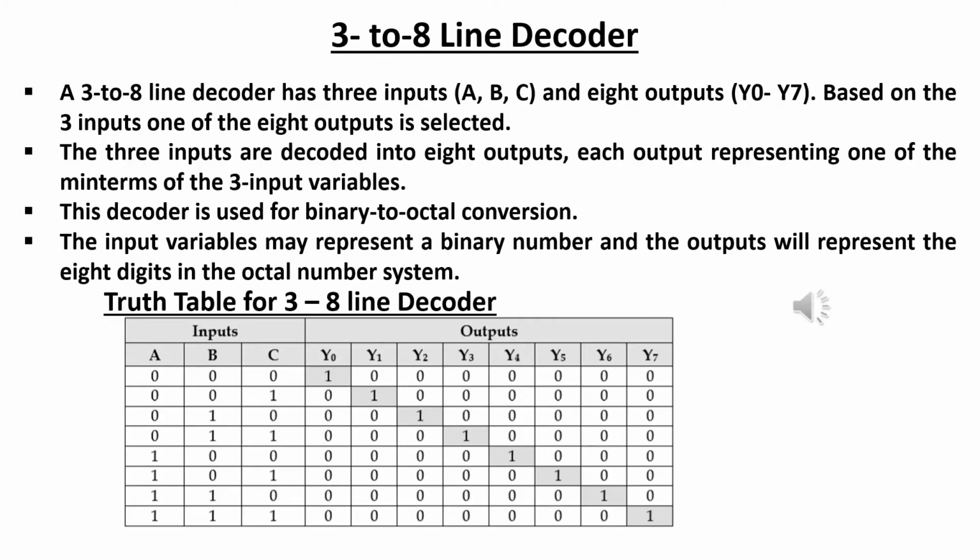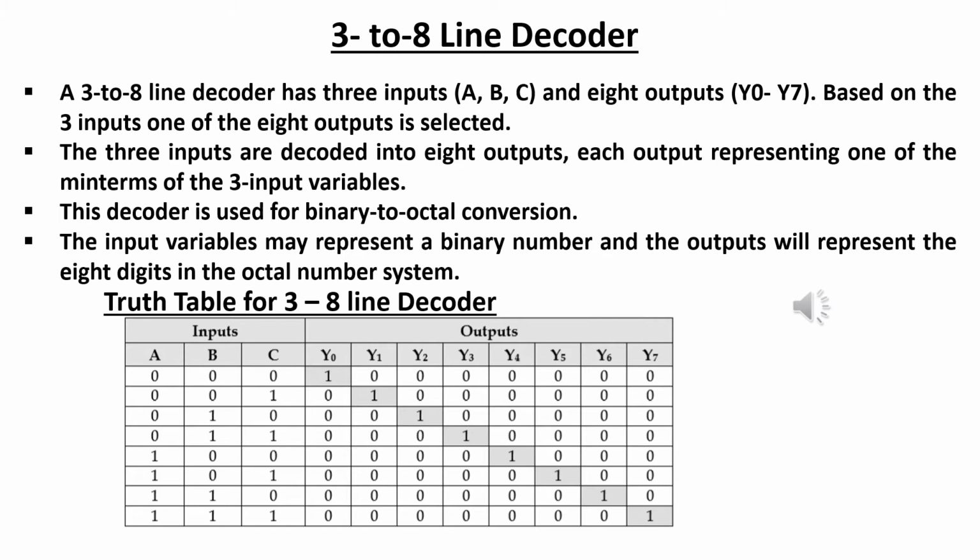Now we will discuss the 3 to 8 line decoder. A 3 to 8 line decoder has 3 inputs. We can name them A, B and C, and it consists of 8 outputs. The outputs are named from Y0 to Y7. Based on the 3 inputs, one of the 8 outputs is selected by using one enable input. The 3 inputs are decoded into 8 outputs, each output representing one of the minterms of the 3 input variables.